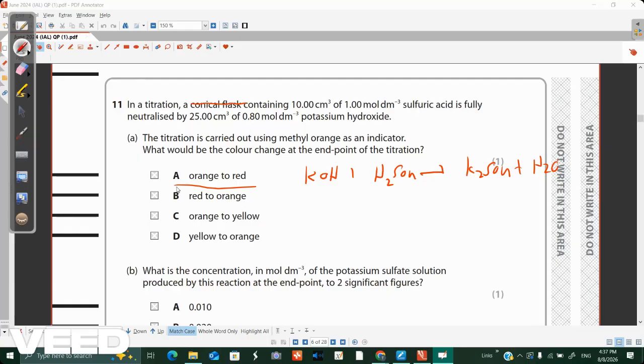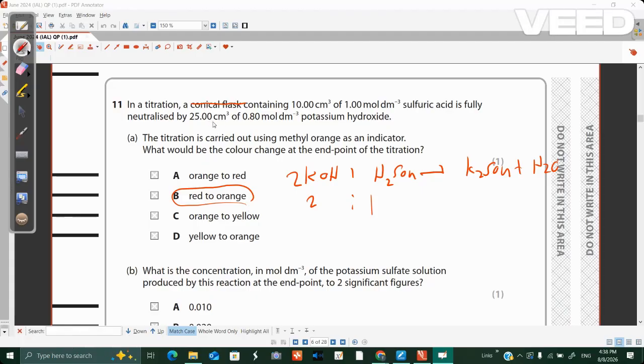Yeah, red to orange. Did I say orange to red? Red to orange. I said it the other way around. Right? Red to orange, yeah. Okay. It should be red to orange, right? So potassium sulfate, 2 to 1 is the ratio. So they have given me even the values, right? So they are asking about the amount of potassium sulfate. Sulfuric acid is fully neutralized by potassium hydroxide.